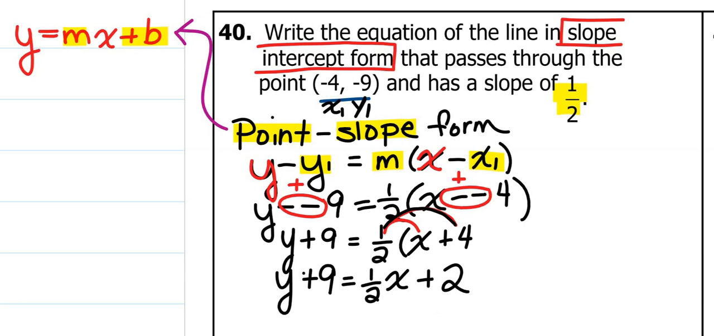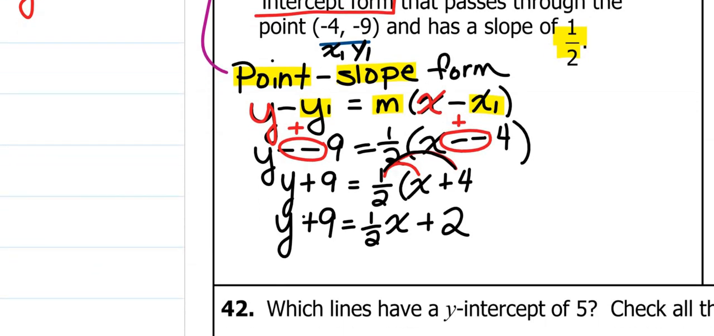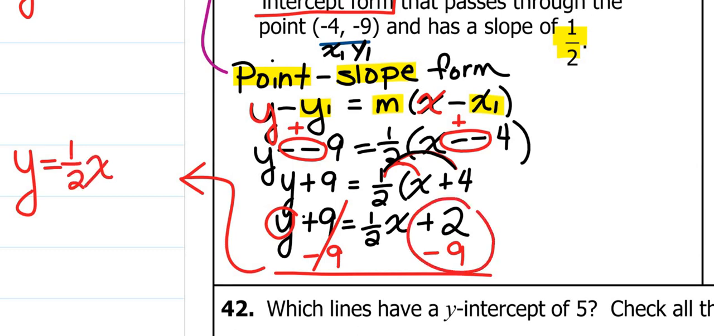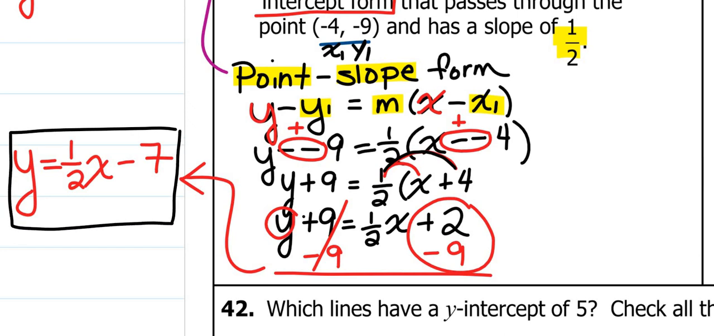And now one step further, we're going to get the y all by itself by subtracting the 9. So minus 9 on both sides. This cancels. So now we have y equals, y all by itself, 1/2 x, and then positive 2 minus 9 gives me minus 7, -7. This is your line in slope intercept form, where it's y all by itself.